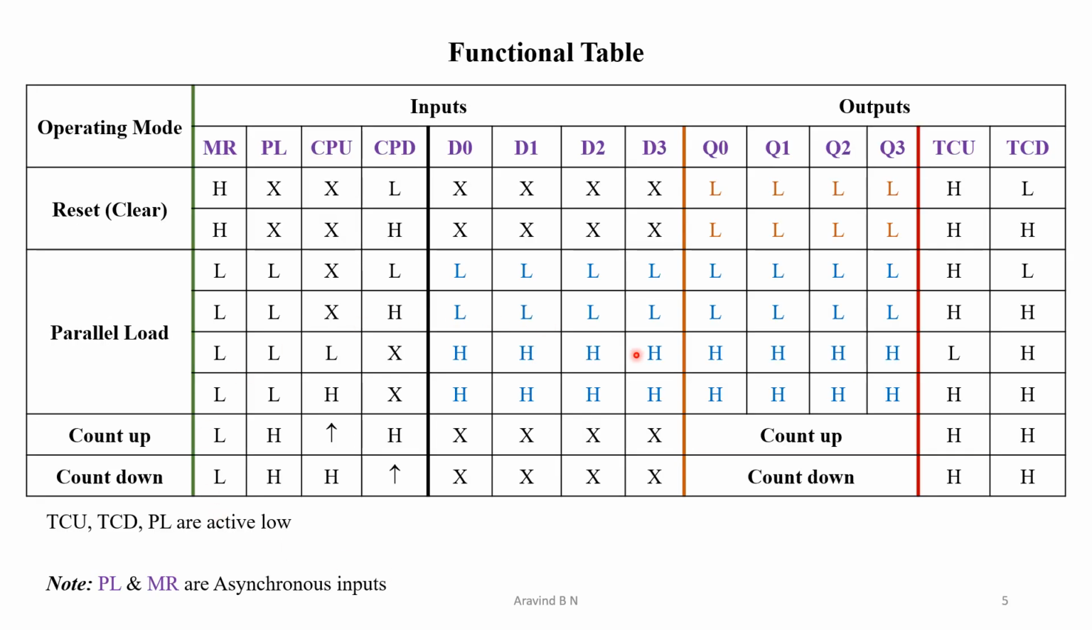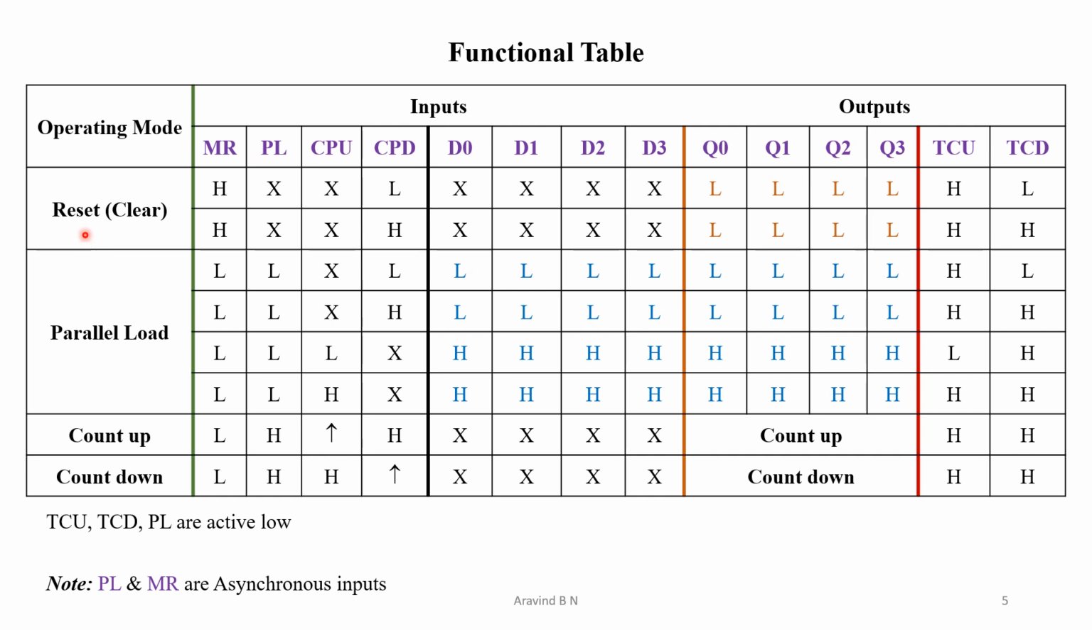Now this is the detailed functional table of 74192. Here is the operating mode, and these are the complete set of inputs and the complete set of outputs. First, we have four different operations: the reset operation, the parallel loading operation, then the count up as well as the count down operation.